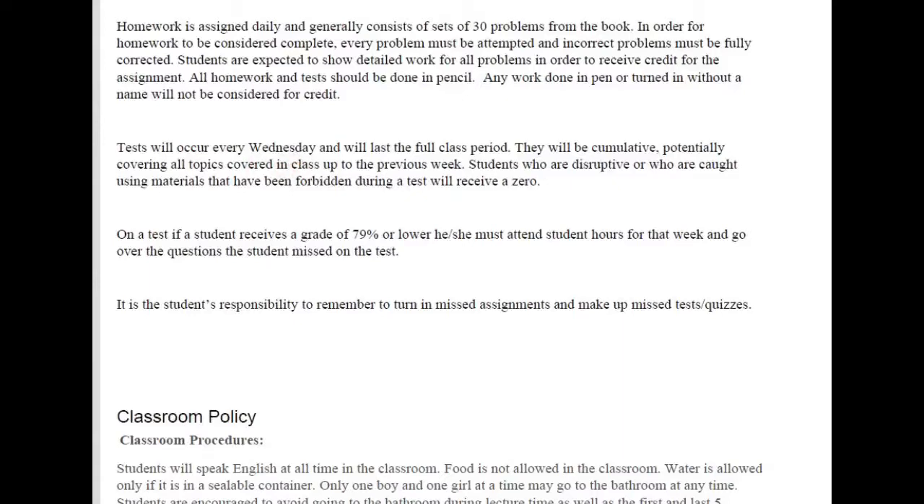Again, tests occur on Wednesday. They will be cumulative, always, covering potentially all topics covered in class up to the previous week. Students who are disruptive or caught using materials that are forbidden during a test will receive a 0, okay? Also, be aware that if you get a low grade on a test, 79 or lower, you're going to be required to go to student hours for that week, okay? So keep that in mind. And again, it is always your responsibility to turn in missing assignments and make up any missed tests or quizzes.